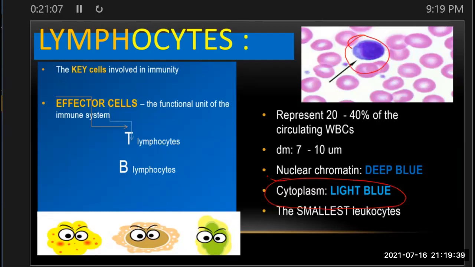And lymphocytes, they are the smallest of the WBCs or leukocytes. And we have two general types, T and B, very easy. T lymphocytes mature in the thymus, and the B lymphocytes mature in the red bone marrow. So red bone marrow. So that's it.